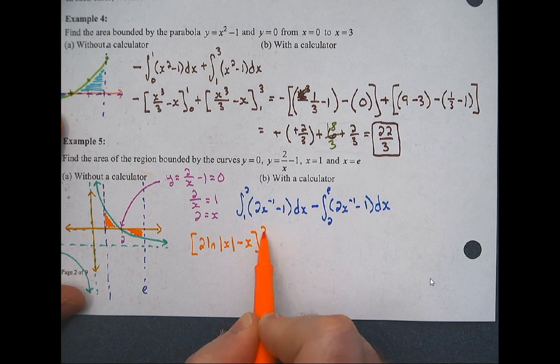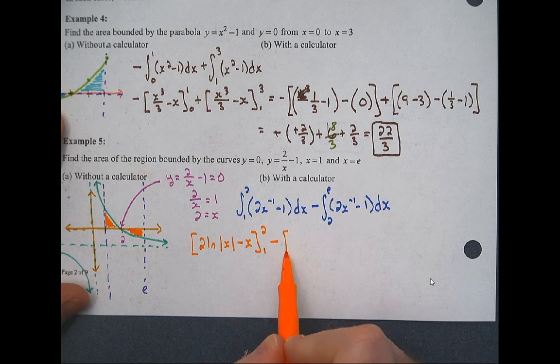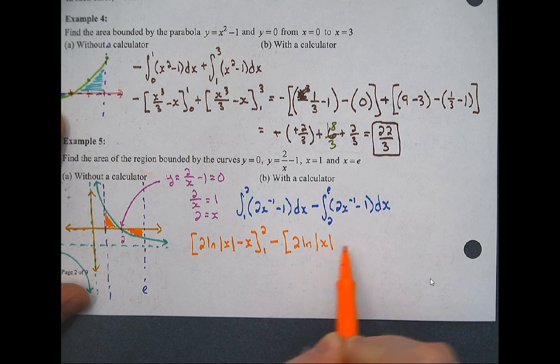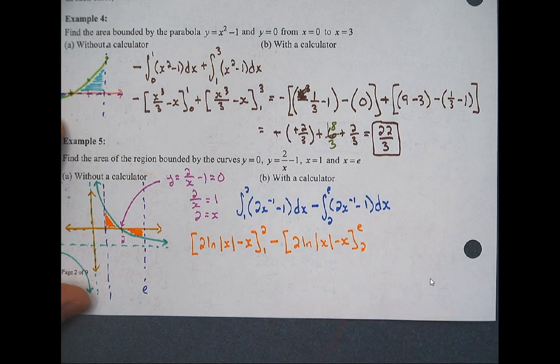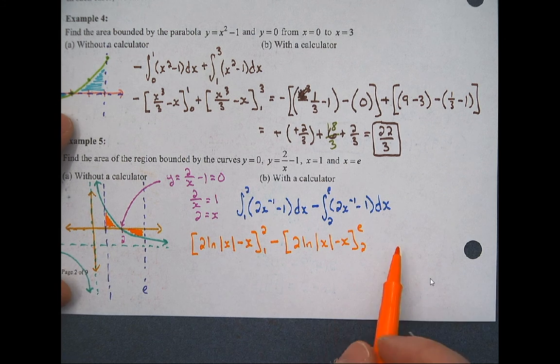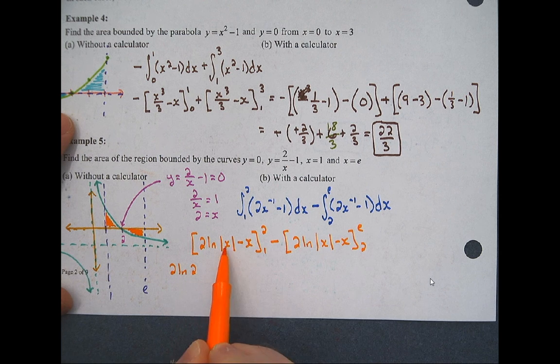That's from 1 until 2, minus, well, it's going to be the same thing, right? So why waste my time here? So 2 natural log of absolute x minus x from 2 until e. Now I can start plugging and chugging. So this would become 2 natural log of 2. Notice I just dropped the absolute values because 2 is positive. Subtract 2. That's my first group.